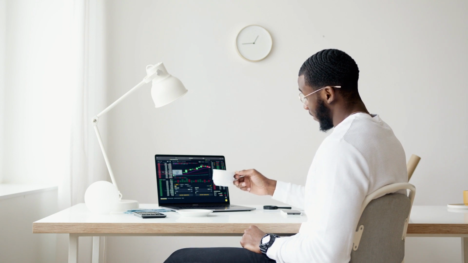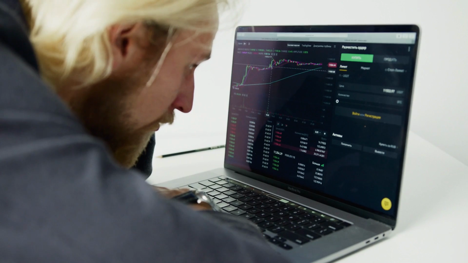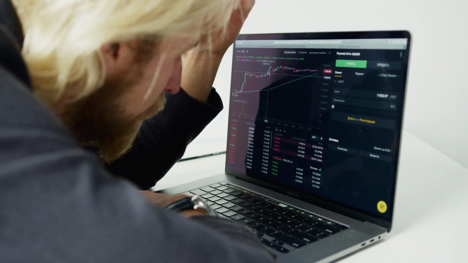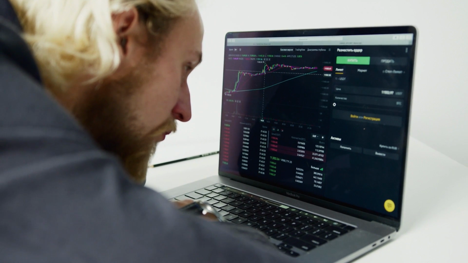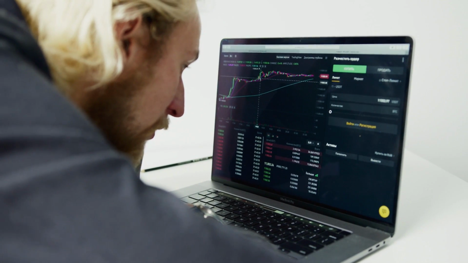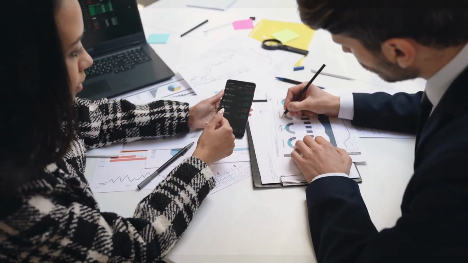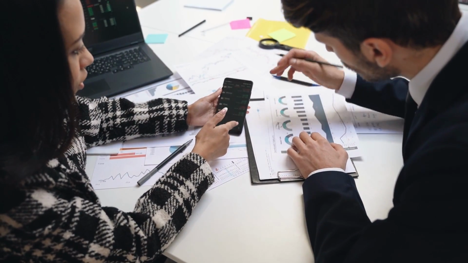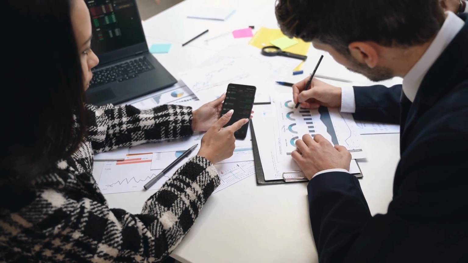Mastering Forex trading requires dedication, continuous learning, and the application of effective strategies. By following the tips and tricks outlined in this comprehensive guide, you can enhance your trading skills and increase your chances of success in the Forex market. Remember, Forex trading is a journey that demands patience, discipline, and a thorough understanding of market dynamics. With perseverance and the right approach, you can achieve your trading goals and outperform competitors.